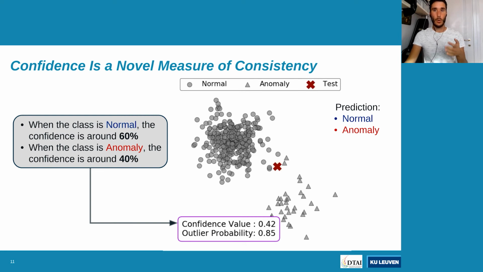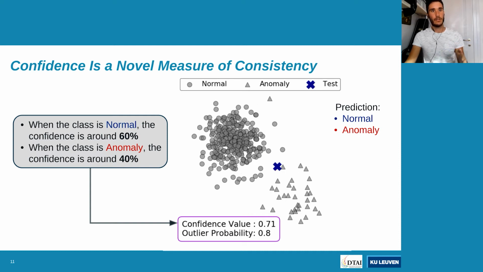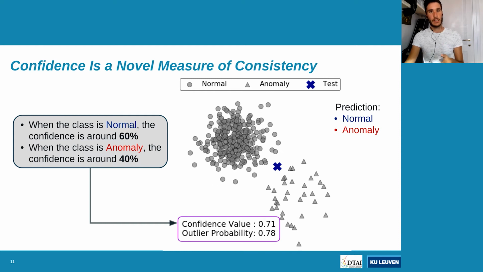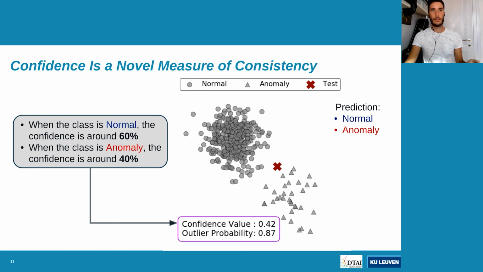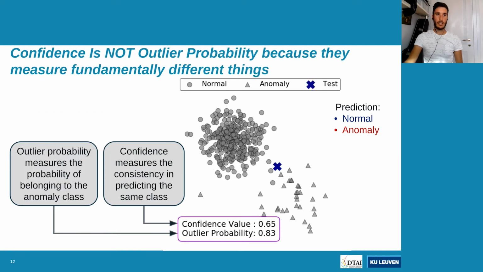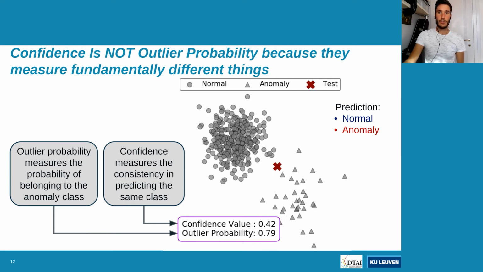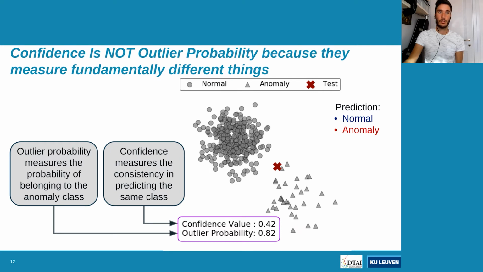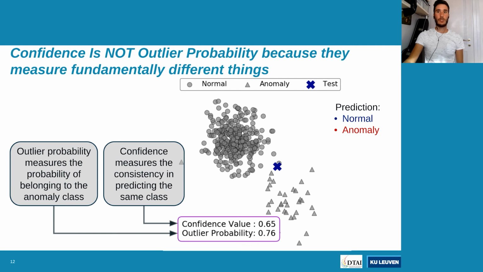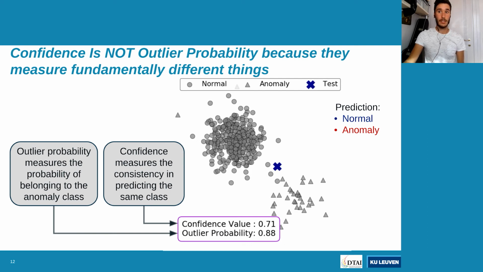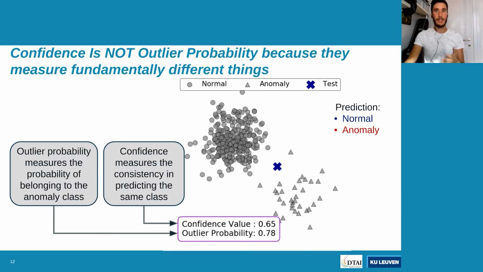In contrast, when the outlier probability is equal to 80%, it means that 80% of the scores equal to the one of the test example belong to the anomaly class, no matter the prediction itself. So the outlier probability and the confidence are two different topics. The outlier probability measures the probability that one example belongs to the anomaly class, and it is totally disconnected from the actual prediction. In contrast, the confidence measures the consistency in predicting the same class as the model is currently predicting, and as a result, it depends on the actual prediction.